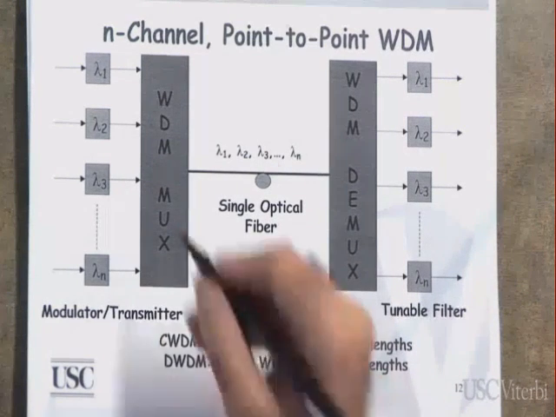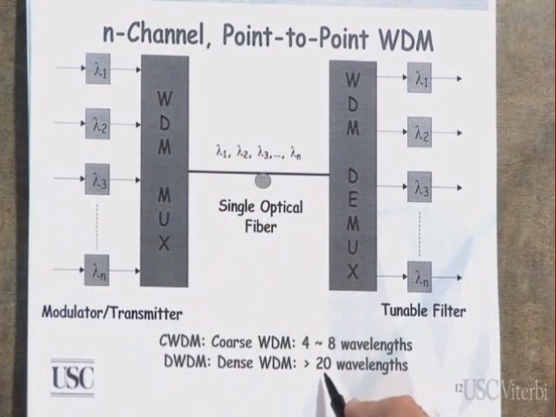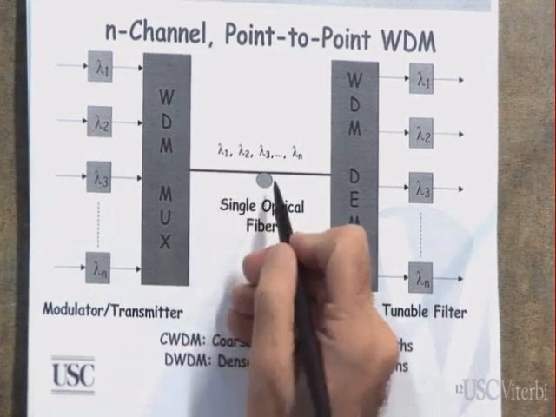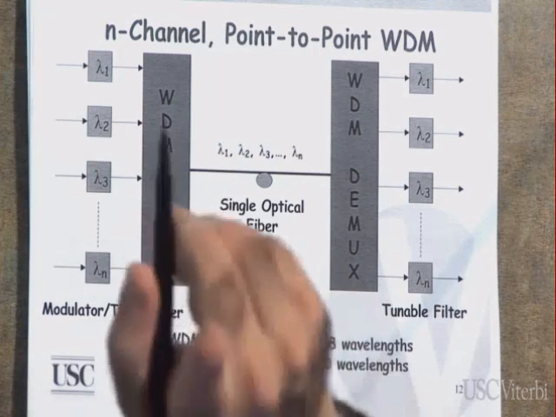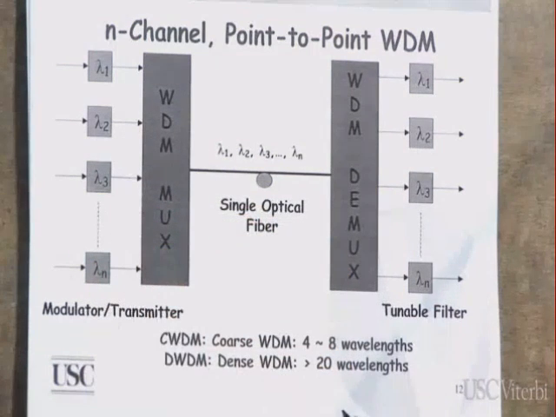Here, the number of wavelengths is usually greater than 20, which means more than 20 wavelengths over a single fiber. Again, as I told you last time, currently they are experimenting with 160 wavelengths over a single fiber.